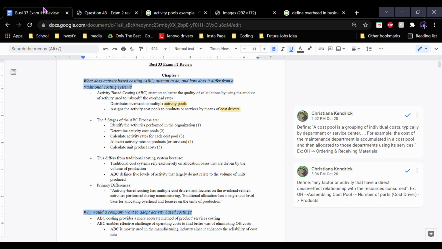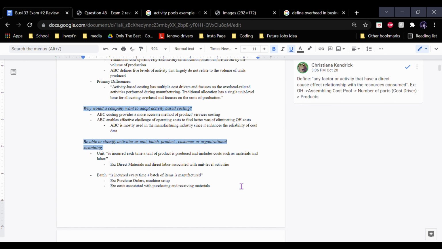Now, traditional cost systems rely exclusively on allocated bases that are driven by the volume of production. So its basis of traditional costing is on the actual making of the product itself, not the separate step and sections and the cost that it takes to have all of those. Versus activity-based costing is on every single step, and it's more precise and it's to the point because it allocates everything that is done in the factory and on the property with all of the workers. Everything like that is actually calculated.